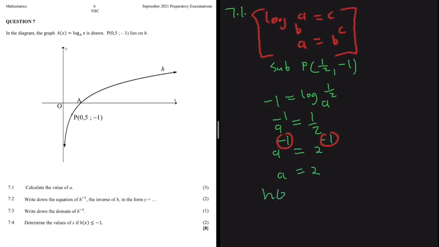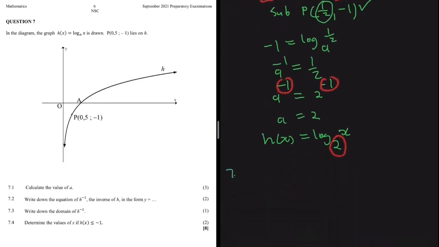So our equation h of x will now become log of x base 2. Now when you have this 2 here, you can try substitute the x value of p and see if you get minus 1 for the y value of p. If you get minus 1, then you know indeed what you did is correct. And if you don't get minus 1, there is a mistake you made. Let's move forward and do 7.2.